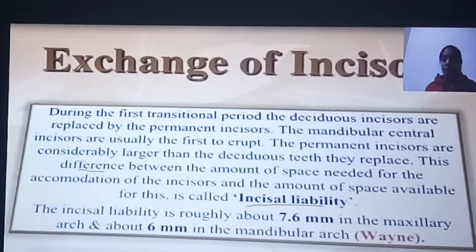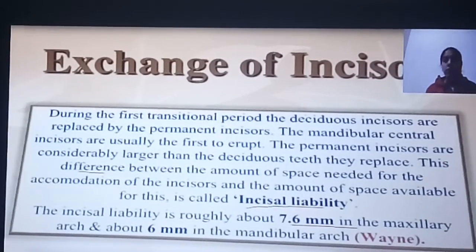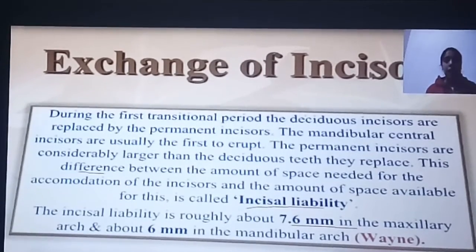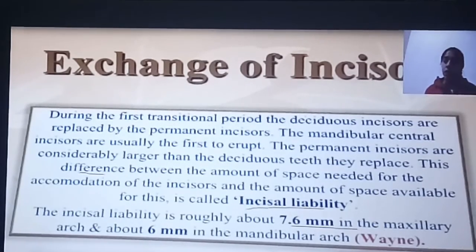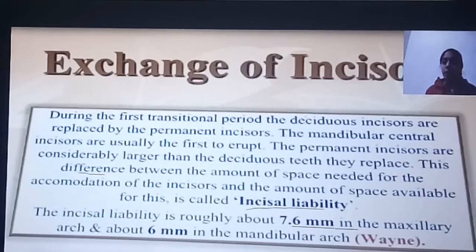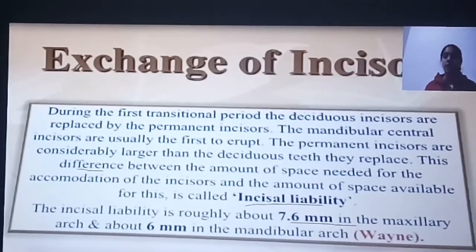So that is 7.6 mm in the maxillary arch and 6 mm in the mandibular arch. Why does this happen? Because deciduous teeth are small in size and the permanent teeth are larger in size, and already the spacing is available. So this amount of space will already be there for the eruption of the permanent incisors. So this is what incisor labiality means. Labiality means labially, and liability means how much they are liable to erupt in that given space. So this was the difference between incisor labiality and incisor liability.